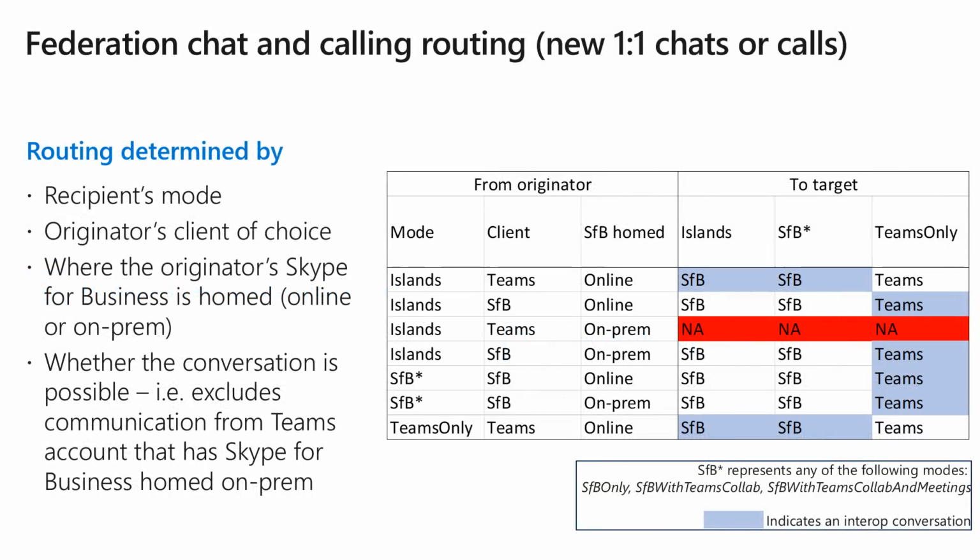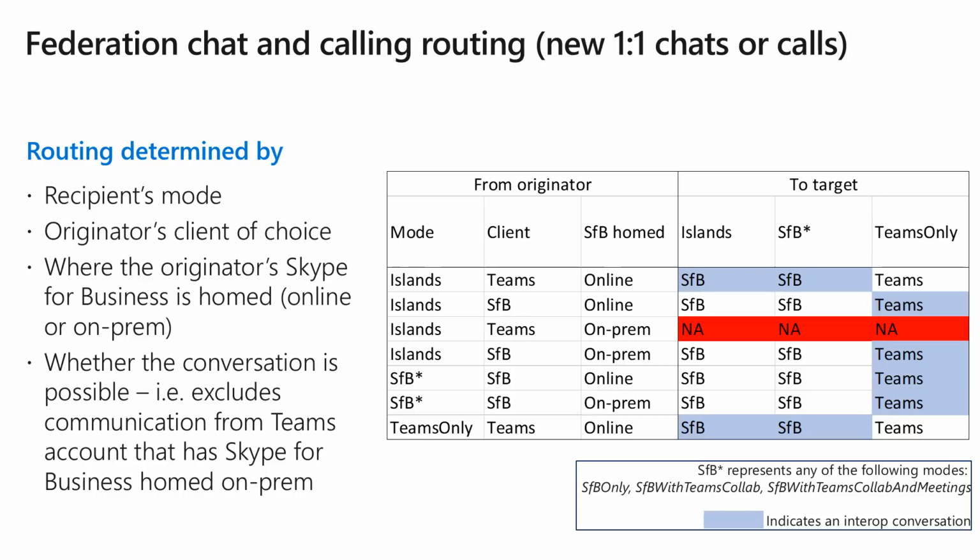Let's take a look at a breakdown chart of federation chat and calling routing. This is for net new chats and calls. Much like we saw earlier with the interop table, the routing is always determined by the recipient's mode. Then the way we read this chart is first to look at the originator's client of choice, and then where the originator's Skype for Business account is homed. Then we can look at the corresponding columns under the target to determine whether this will land in the Skype client, whether it will land in the Teams client, or whether it's not even possible.